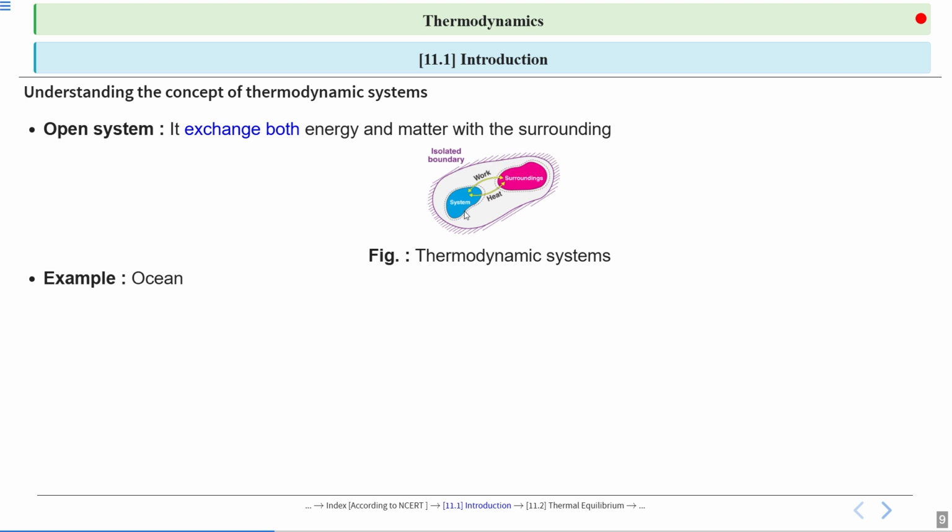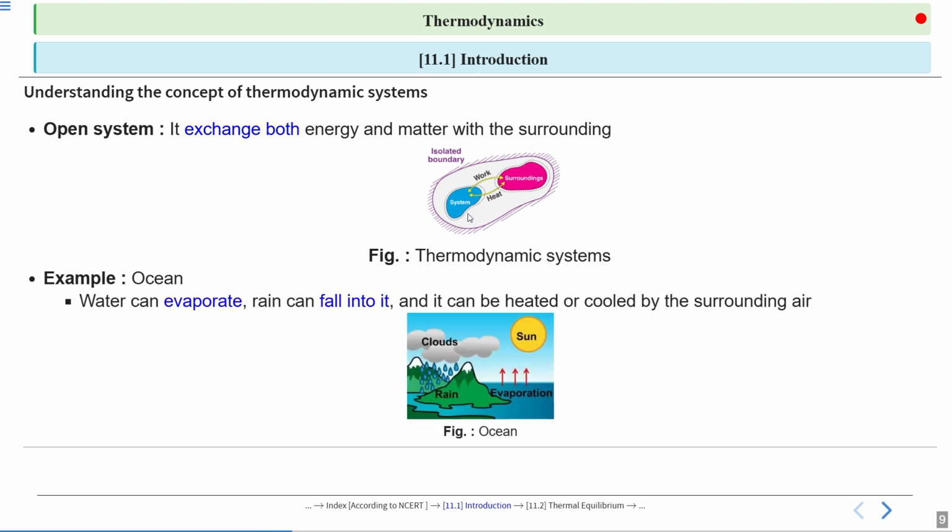Example: ocean. Here, water can evaporate and rain can fall into it, yes or no? So, this is a cyclic process. Rain falls into the ocean, and water evaporates. It can be heated or cooled by the surrounding air. Here, both energy and matter are exchanged with the surrounding. So, this is the best example of the open system.